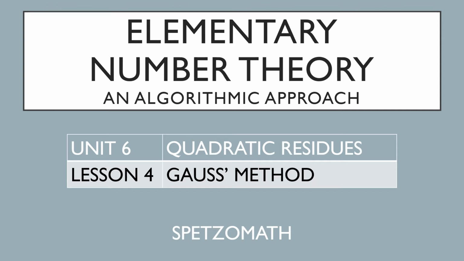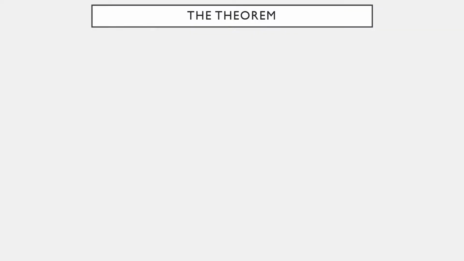As promised, we're going to develop better and better ways to compute the value of Legendre symbols. In this video, we're going to prove something called Gauss's method, although we are going to postpone working out examples. The proof takes long enough on its own. So here's the statement of the theorem.